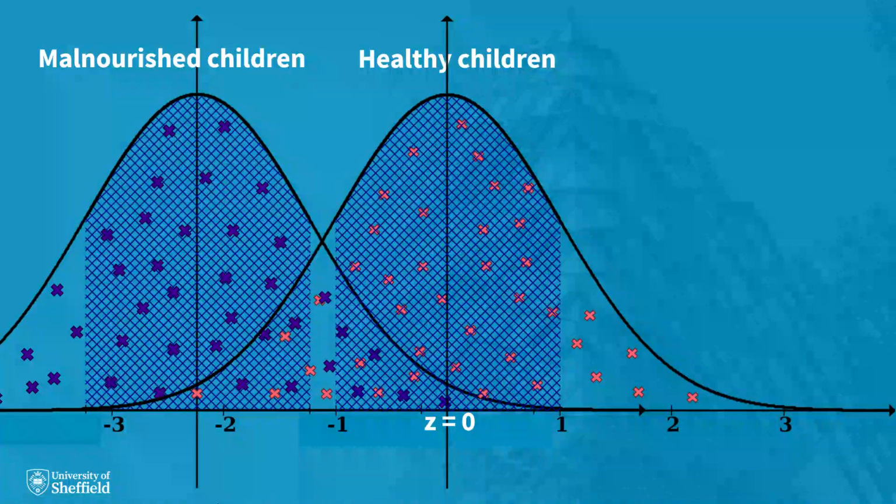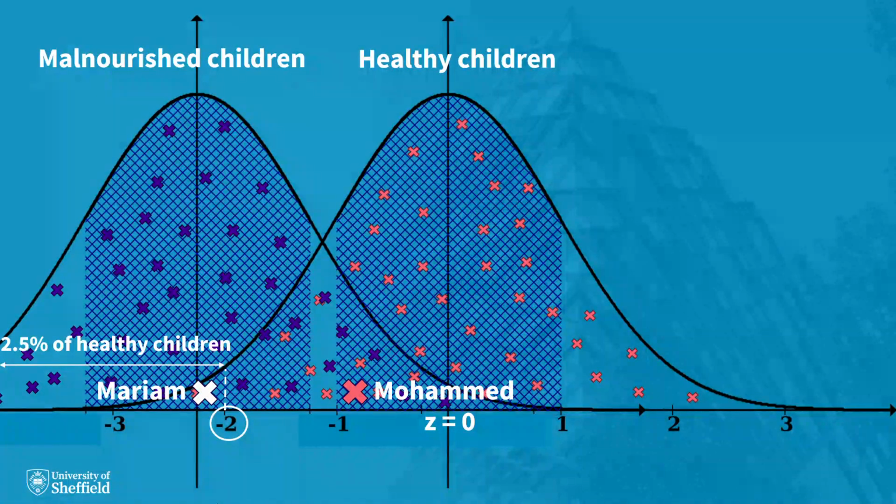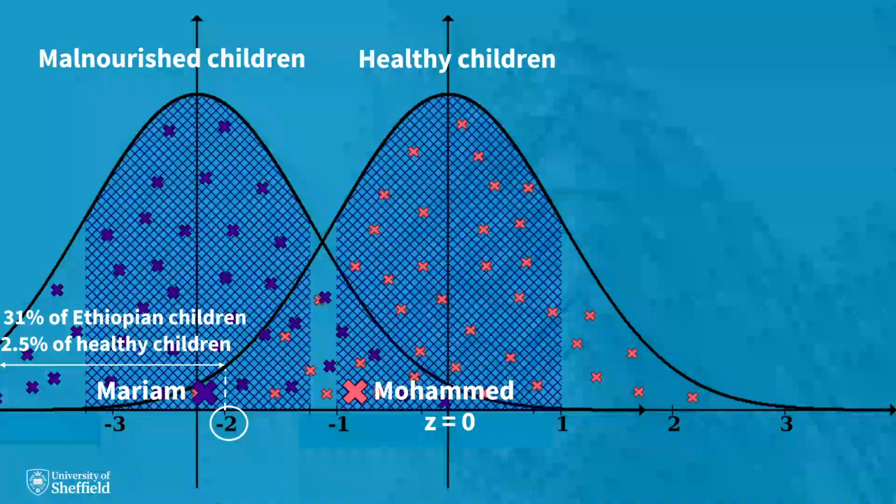So, based on this cutoff of minus 2, we do not reject the null hypothesis for Mohammed as he has a Z-score of minus 0.95, which is closer to the median than the minus 2 cutoff, so we are prepared to accept that he probably comes from the healthy population. But we do reject the null hypothesis for Mariam because her Z-score of minus 2.13 is beyond this minus 2 cutoff, making the judgment that she is more likely to come from the malnourished population. When we do this test for every child in our Ethiopian sample, we find that 31% of them have a Z-score of less than minus 2 and so are classified as stunted.